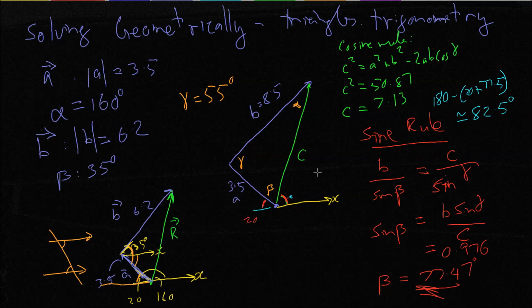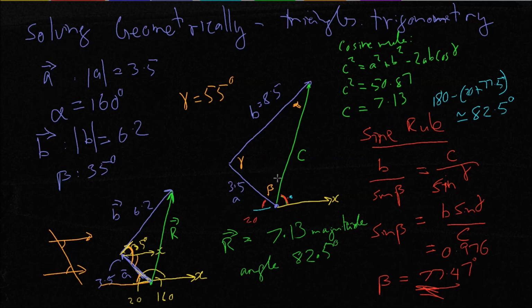So now we know that our resultant has a magnitude of 7.13. That's our magnitude. And it has an angle of about 82.5 degrees. So we've solved this problem geometrically instead of graphically.